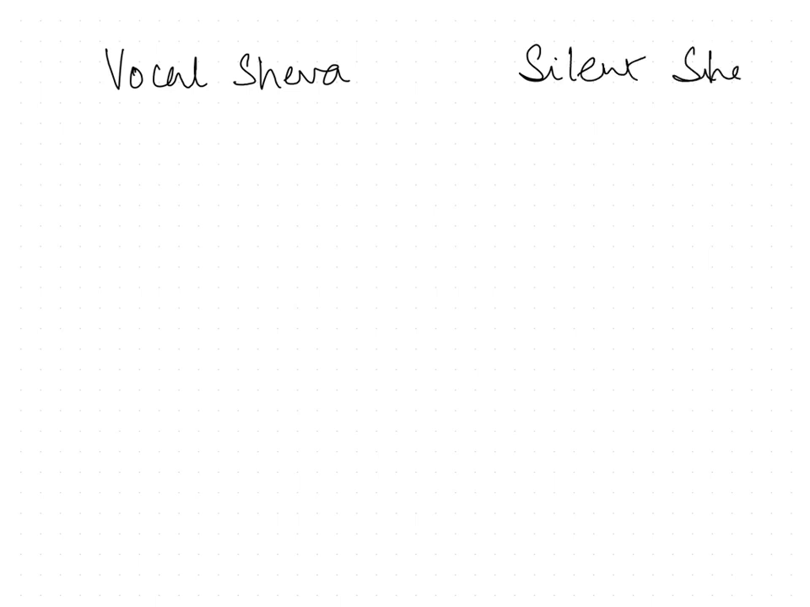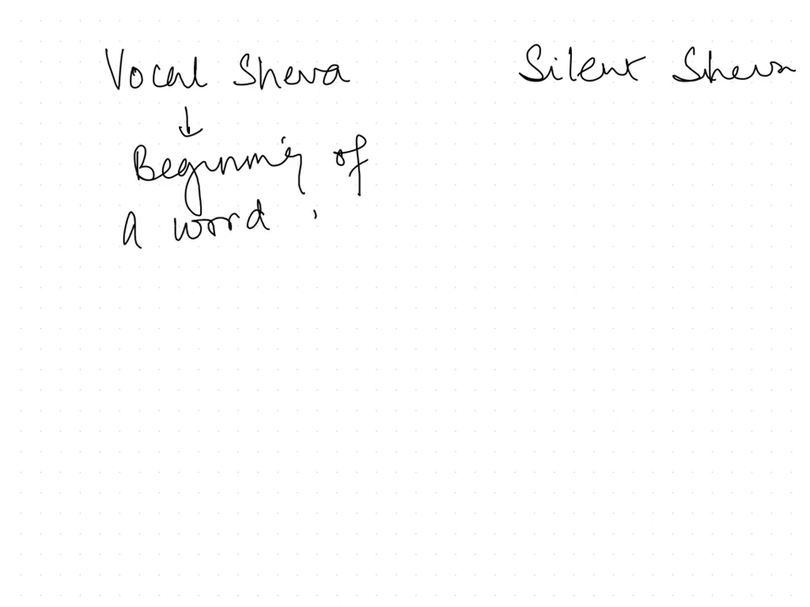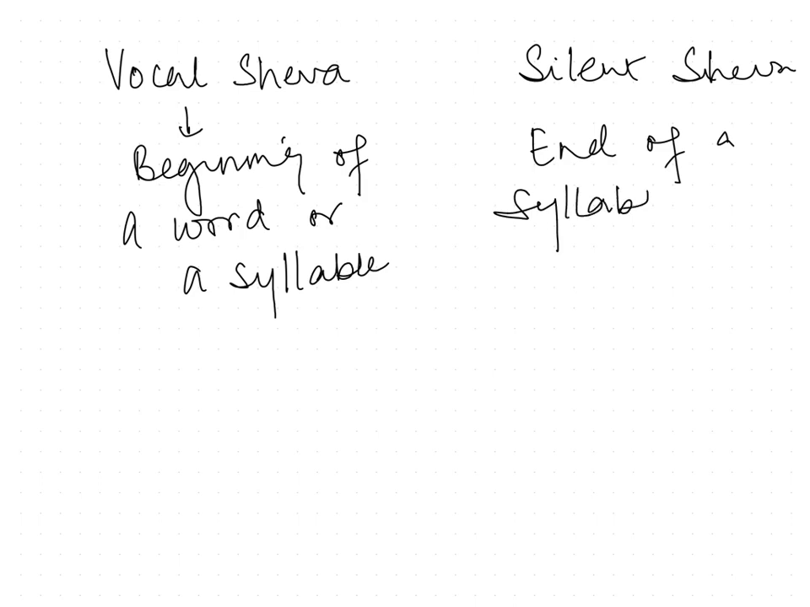Vocal Sheva and silent Sheva. Vocal Sheva occurs at the beginning of a word or a syllable, and the opposite happens for silent Sheva. It happens at the end of a syllable, and therefore it's known as a syllable divider. Of course, silent Sheva ends the word.